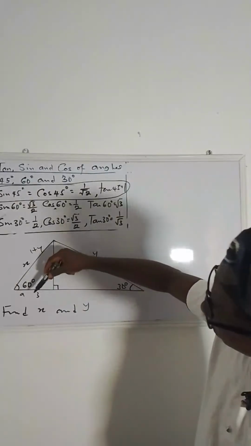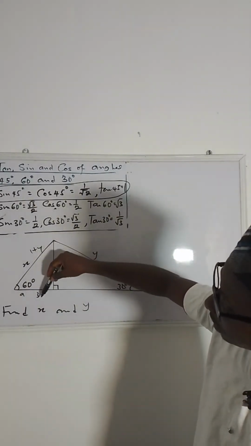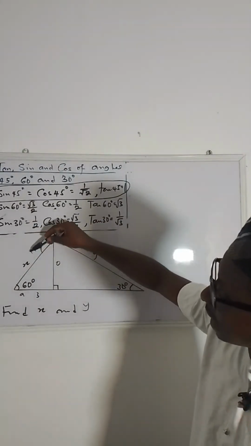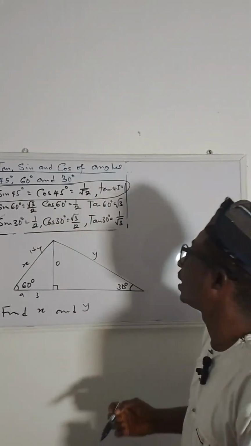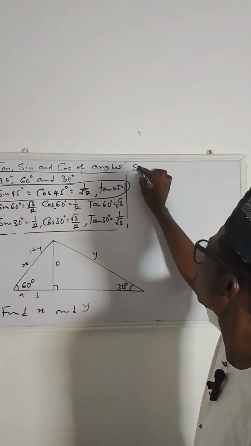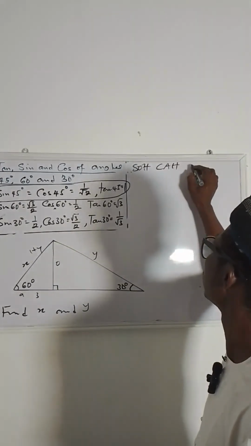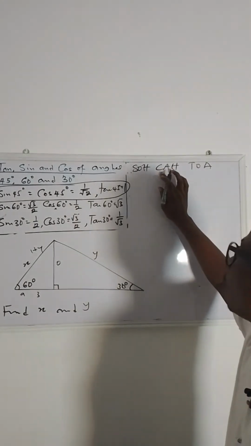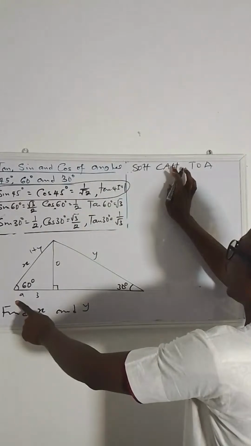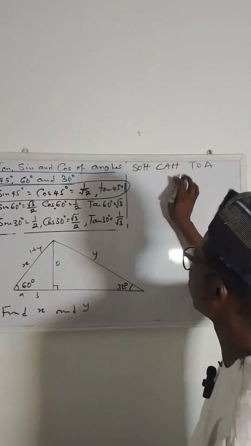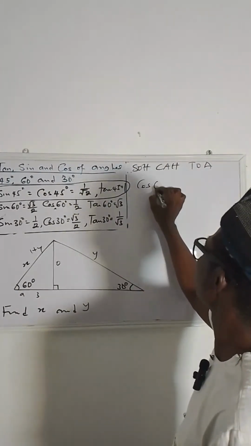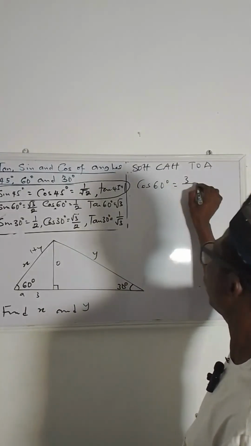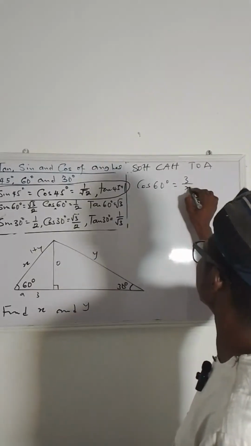So I will connect the given and the unknown. That means I have adjacent and the hypotenuse, and that's cos. Don't forget we have SOH CAH TOA. So C is for cos, A is for adjacent, and H is for the hypotenuse. So we have cos 60 degrees equals adjacent, which is 3, over hypotenuse, and that is x.